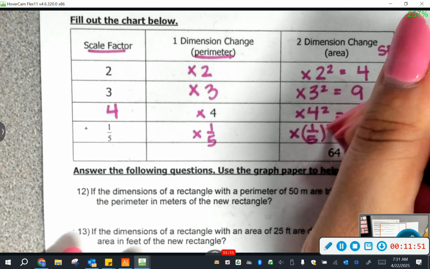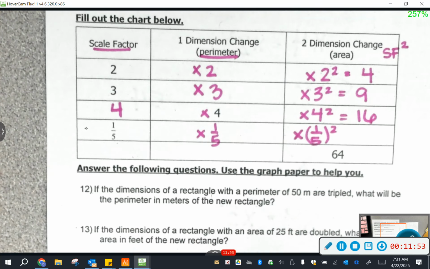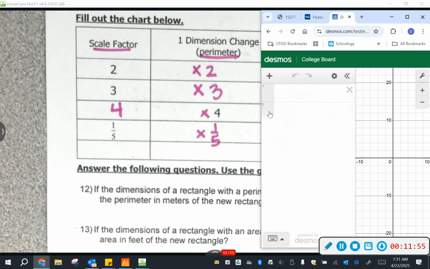Yeah, for sure. I'm gonna do 1/5 squared. Do you know 1/5 squared? No. If you don't, let's go to Desmos. And we're gonna do 1/5 squared is what? Now I don't want a decimal. So what do I do if I don't want a decimal? Hit this fraction button. What is it?